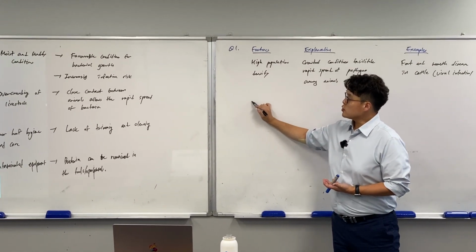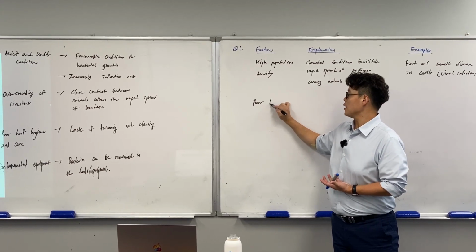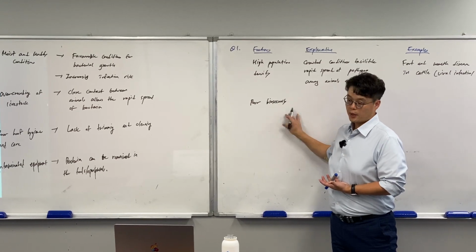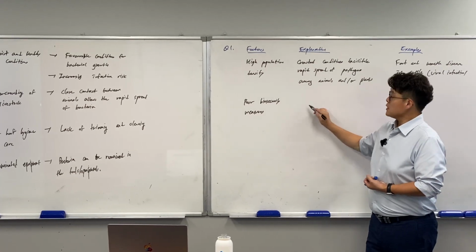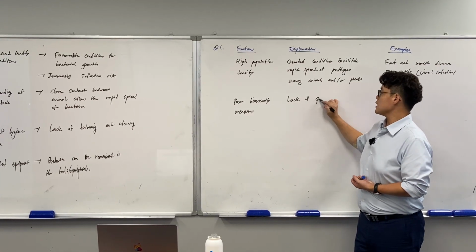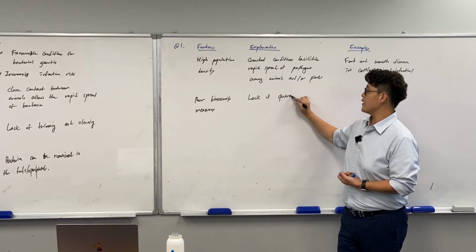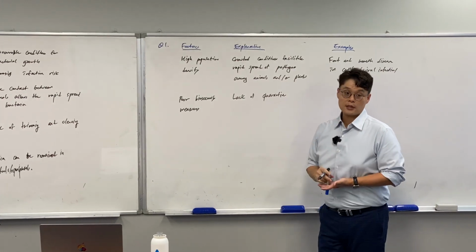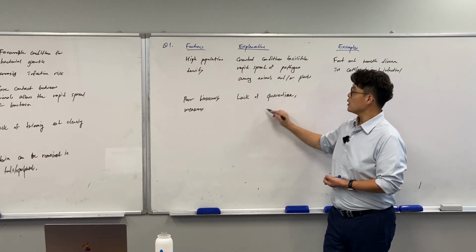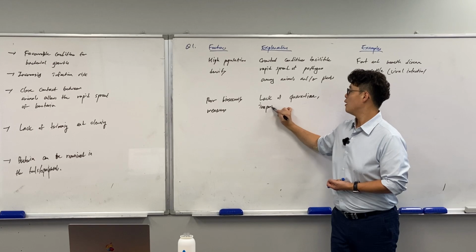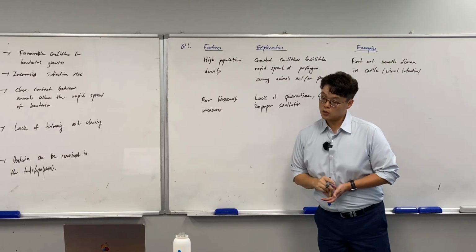Another factor that can contribute to the rapid spread of the disease would be poor biosecurity measures. So what do I mean by that? Basically, lack of quarantine. If we know one of the stock or plants gets affected, we have to separate and isolate the two. Sometimes we have to eliminate the factors. Lack of quarantine, or improper sanitation, could be other factors too.